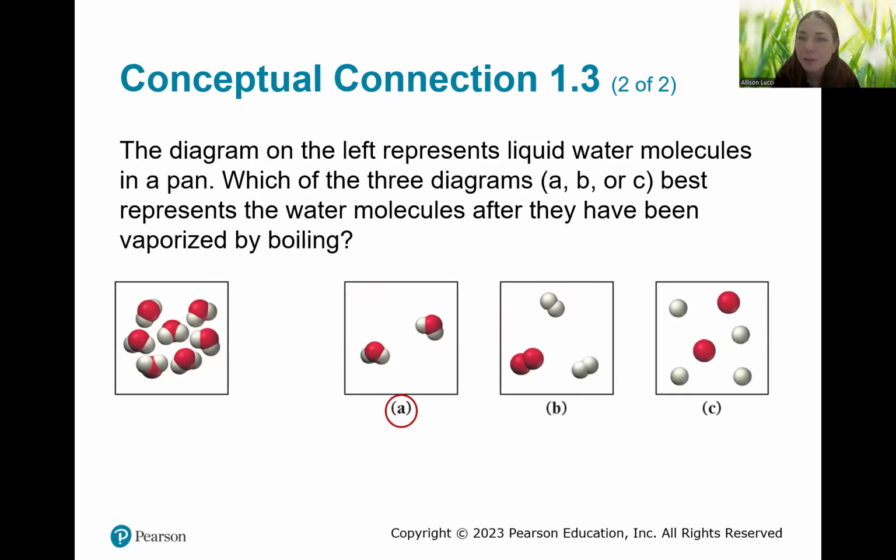So we can see answer choice A, we have one red ball, two white balls bonded to that. And that's represented by A. They're just further apart from one another now. So we still have water to start on the left, and then we have water on the right. What I would guess is in B and C, we have some hydrogen and oxygen gas, maybe in B, and then just some individual hydrogen and oxygen atoms in C.